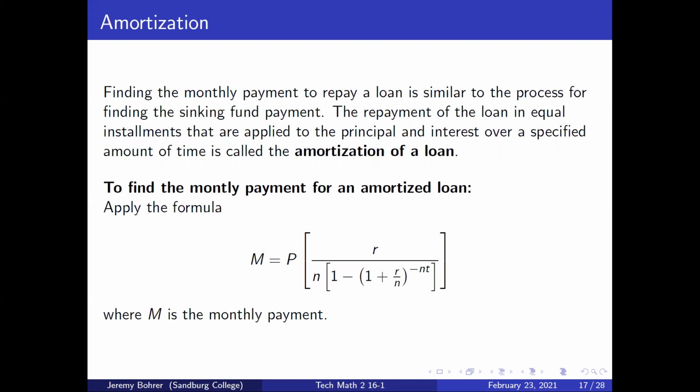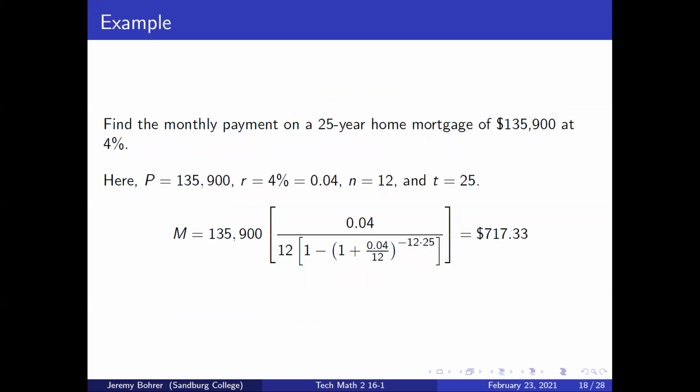Find the monthly payment to repay a loan. Finding the monthly payment to repay a loan is similar to the process for finding the sinking fund payment. The repayment of the loan in equal installments that are applied to the principal and interest over a specific amount of time is called the amortization of the loan. To find the monthly payment for an amortized loan, apply the formula M equals P times R over N, divided by 1 minus (1 plus R over N) to the negative NT, where M is the monthly payment.